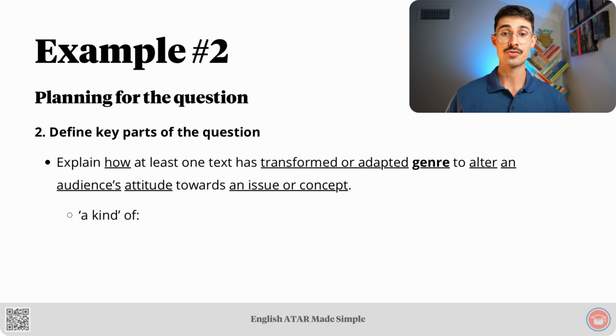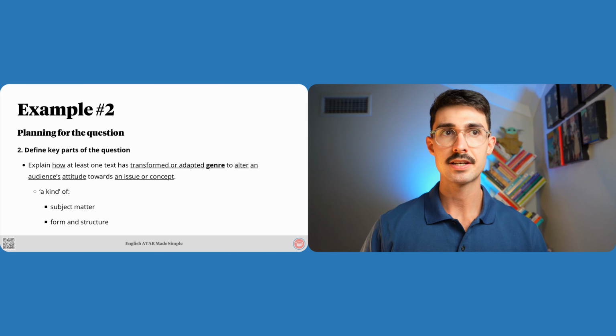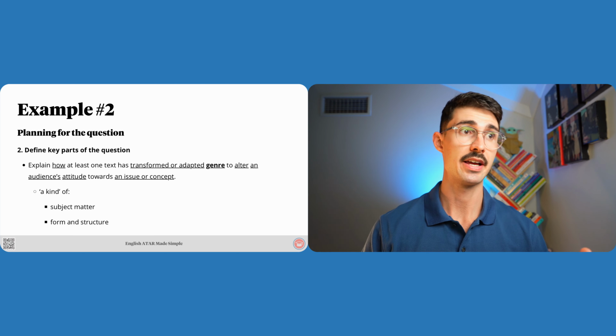Then looking at genre, we know from the relevant lesson that genre just means a kind of either subject matter or form and structure. The question refers to the concept of genre generally as a collective noun. See the bonus lesson at the end of Module 2 for what collective nouns are. Basically, this means we can discuss more than one genre of subject matter, such as sci-fi and fantasy.